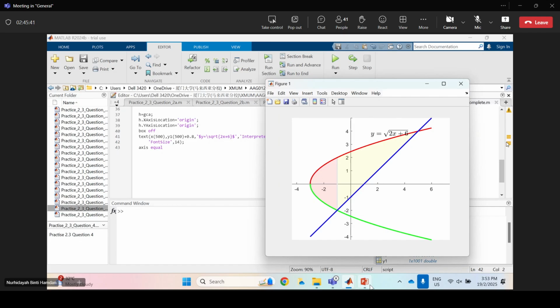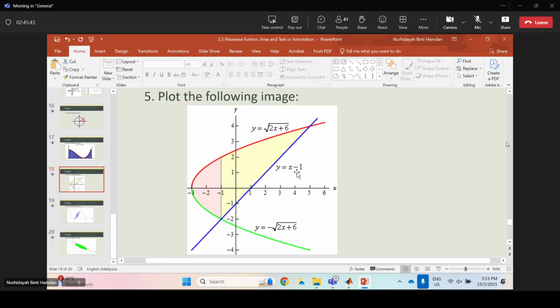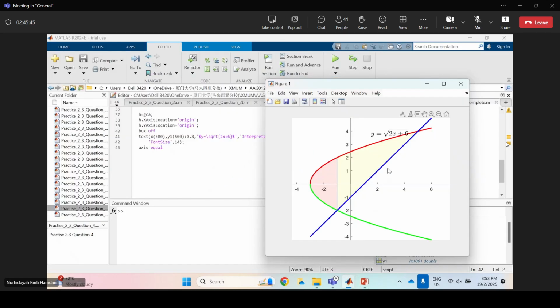Then you know that you have this and this, right? Add text here and also add text here. Can you do it for me? Just add text. The rest is ready.